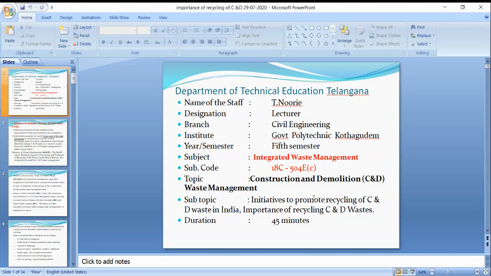I am a civil engineer from Government Polytechnic Kottagudem. My subject is integrated waste management.